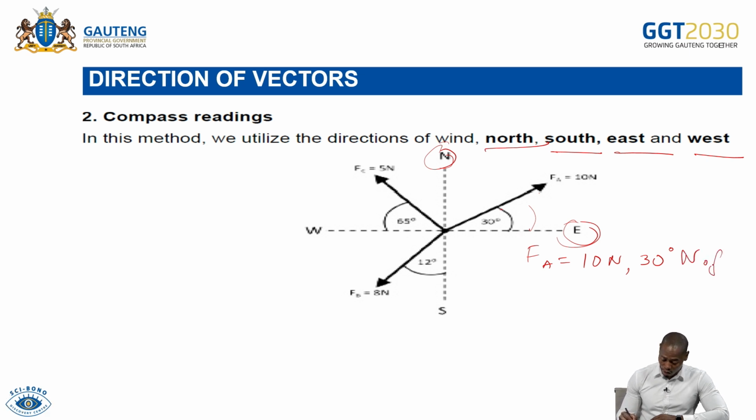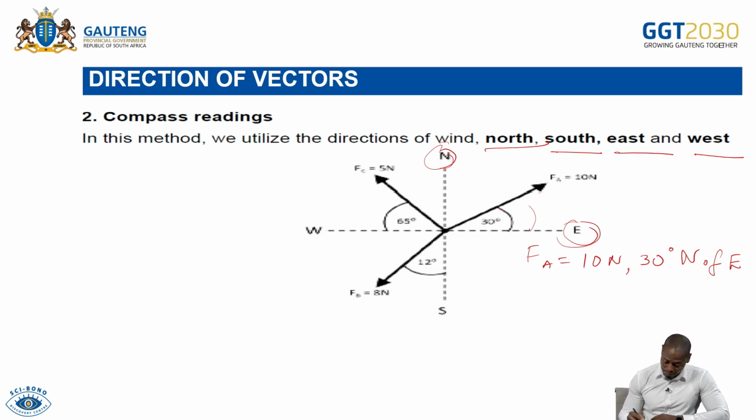north of east. If we say of east, it's like you're saying from east. So from east, where is this force? This force is 30 degrees from east, hence we say 30 degrees north of east. So it's 10 newtons, 30 degrees north of east. Okay? So let's look at FB.